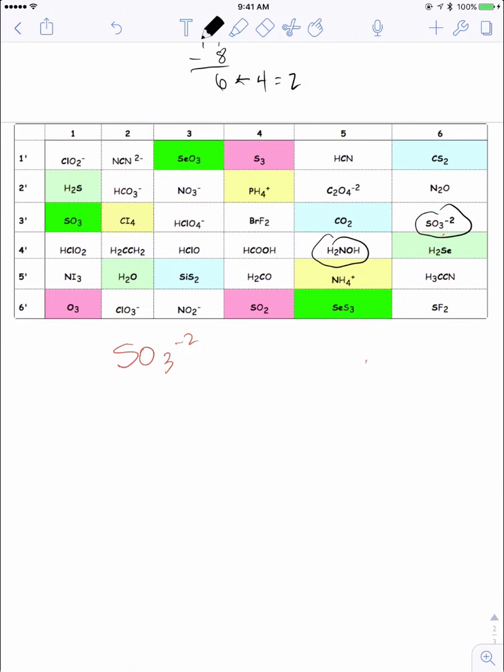Now, this particular chemical is your sulfite ion. Remember, SO4 2- is your sulfate. You should have learned that in chemical nomenclature. So this example has 1 sulfur and 3 oxygens.